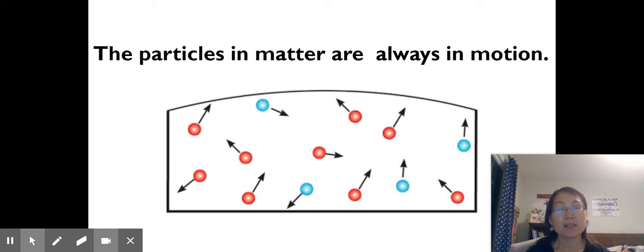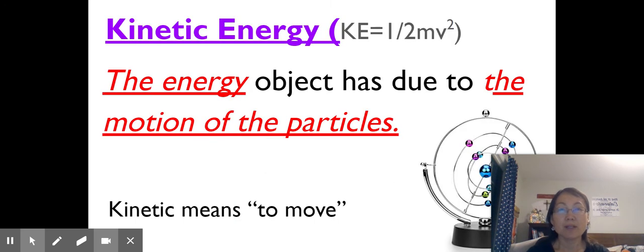One thing is that all the particles in matter are always in motion. They are always moving, and we're going to go through the details. Because the particles are moving around, we say they contain kinetic energy. Kinetic energy is the energy an object has due to the motion of its particles. Basically, kinetic means to move.